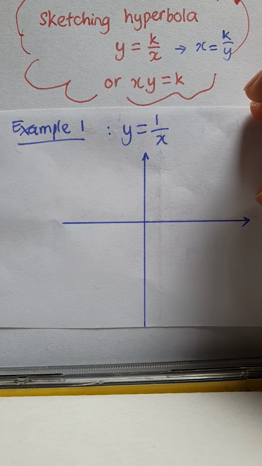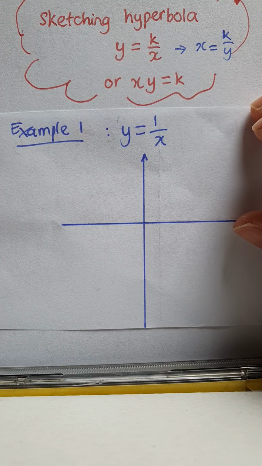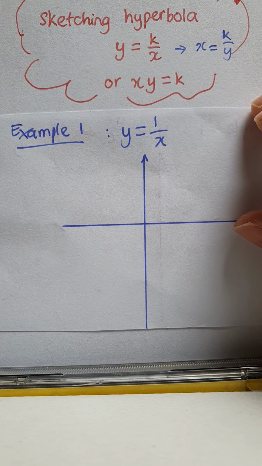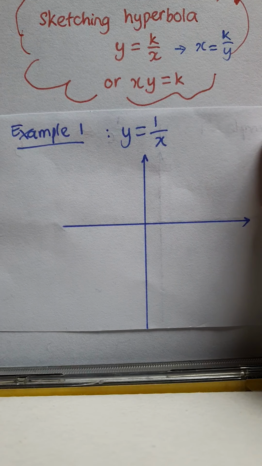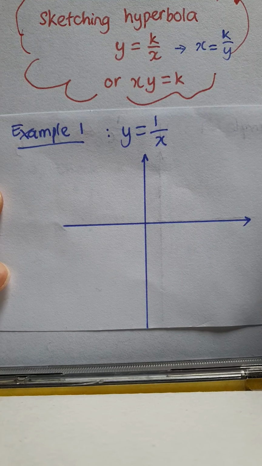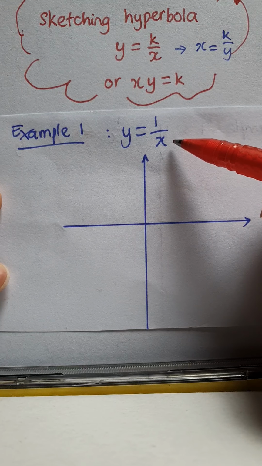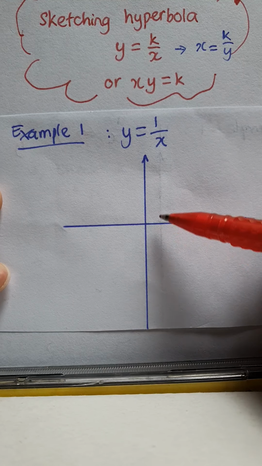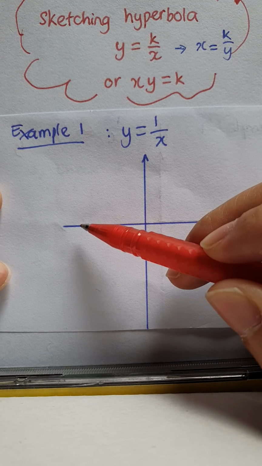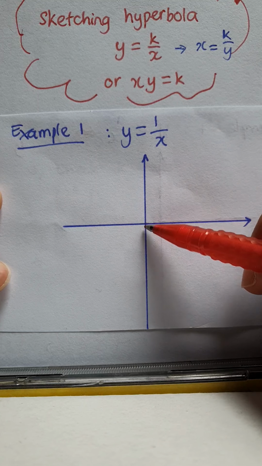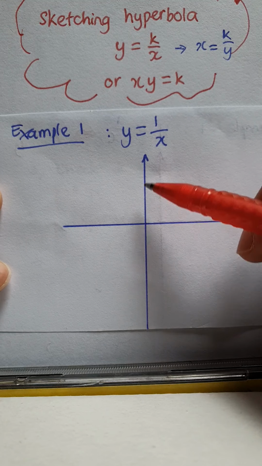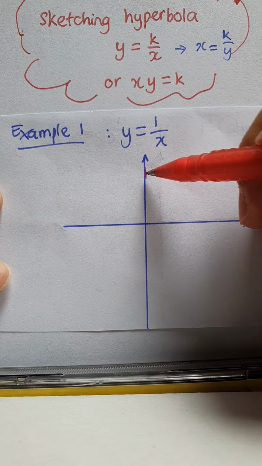For example, y equals 1 over x, a very basic hyperbola. Let's follow the steps. We will have the asymptotes to draw. The reason why we have asymptotes, just have a look at the equation. In this equation, x is in the denominator, so x cannot be 0. So x can be positive, negative, any number, but cannot be 0. So you have the y-axis as the asymptote.